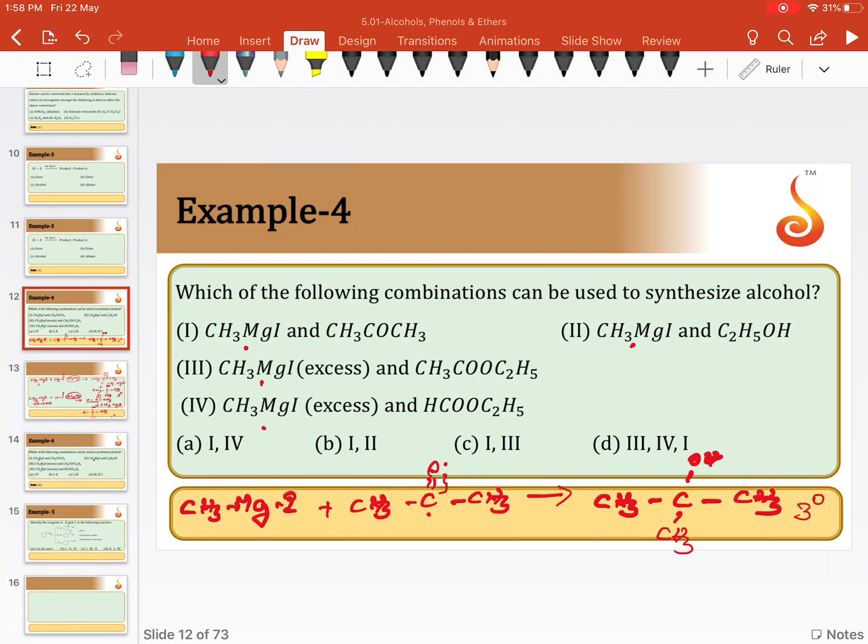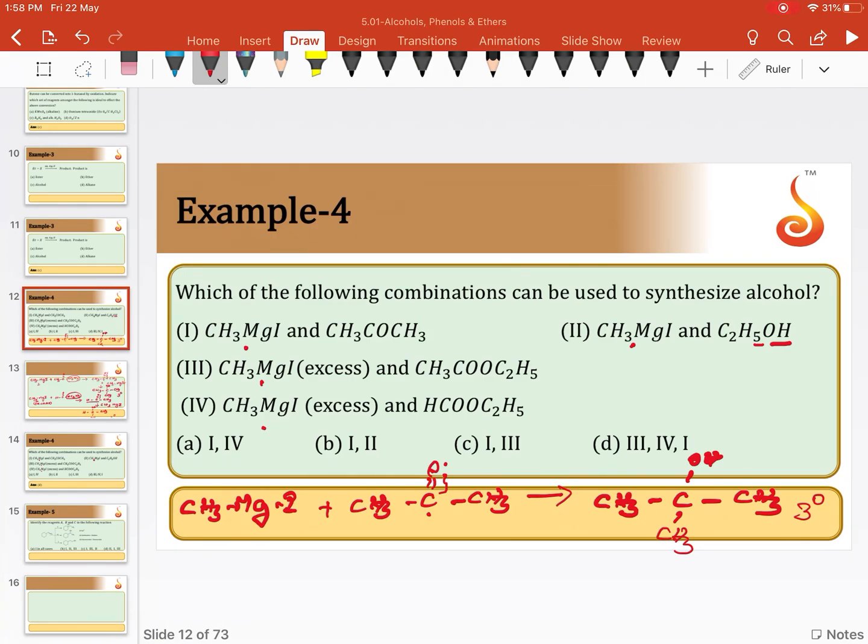Now let us see second option. In second option, Grignard's reagent is treated with ethyl alcohol. Ethyl alcohol is a compound containing active hydrogen. What is active hydrogen? Hydrogen bonded to an electronegative element is active hydrogen. So when Grignard's reagent is treated with active hydrogen containing compounds, you will get corresponding alkanes.